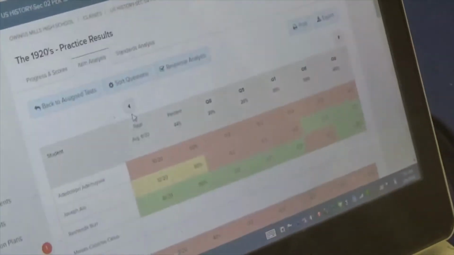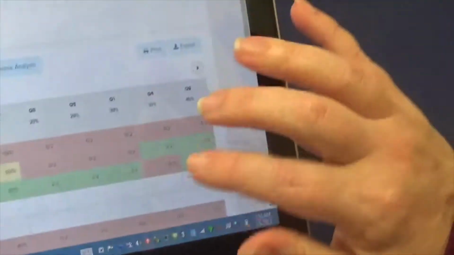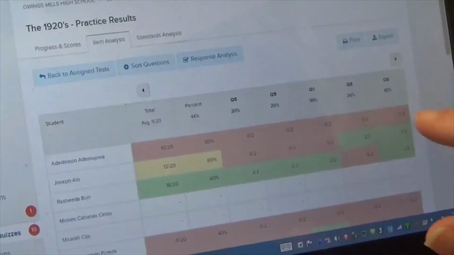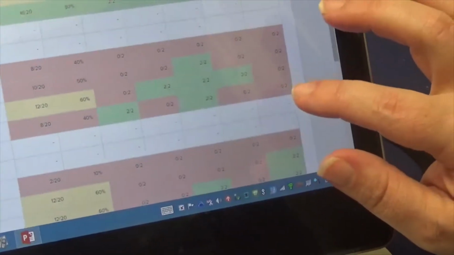So I kind of like to do it by performance, so you can take a look at the questions and how they did. So that's a better way of grouping it. Mm-hmm. So obviously we have some room to work.